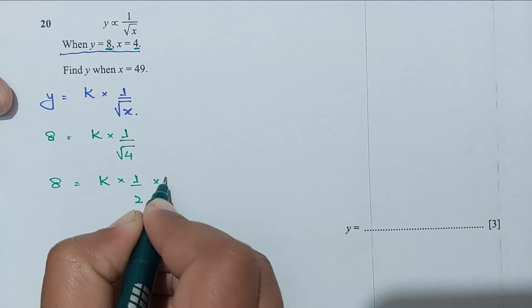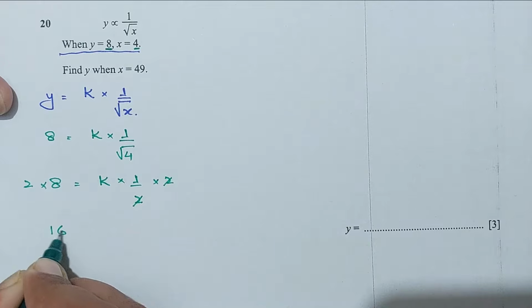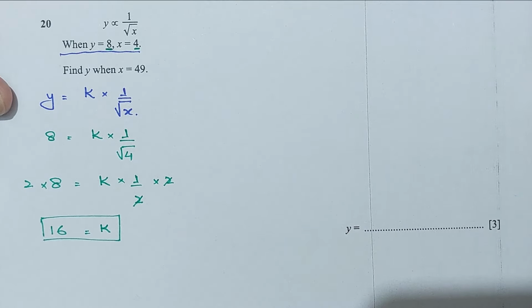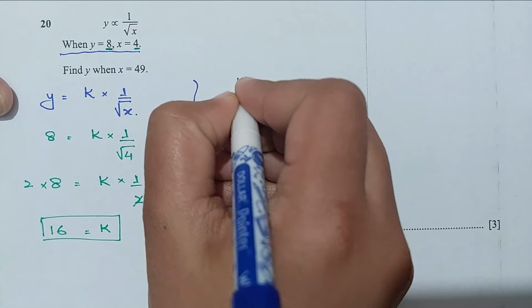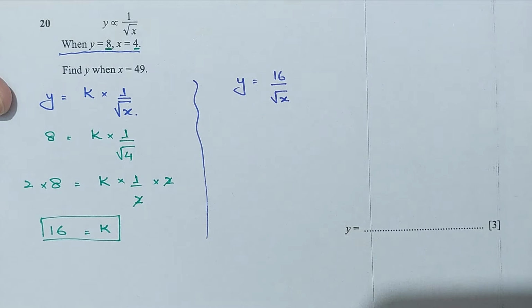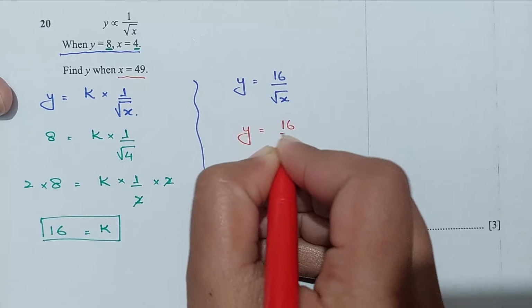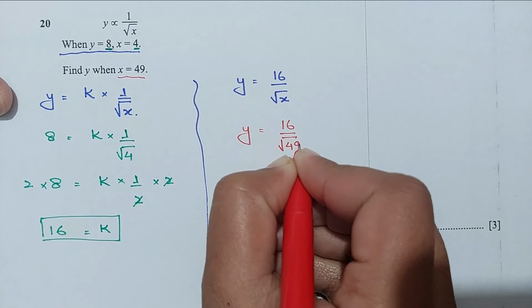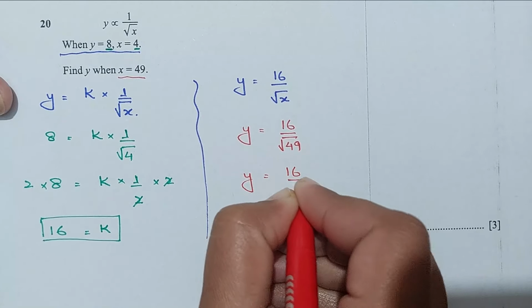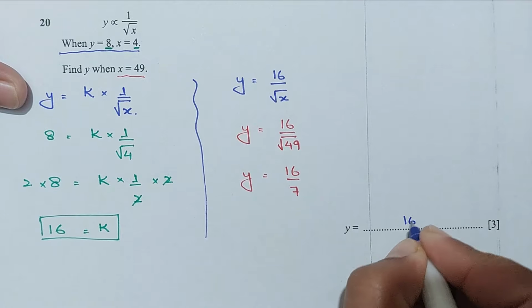Cross multiplication, times by 2 on both sides to get the k value. 2 times 8 is 16. That is my k. So let me substitute the k over here. So y is equal to 16 over root x. Now solve for y when x is 49. y is equal to 16 over square root of 49. 49 is a perfect square of 7, since 7 times 7 is 49. So y would be equal to 16 over 7. So the answer is 16 over 7.